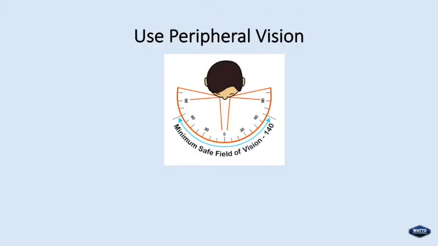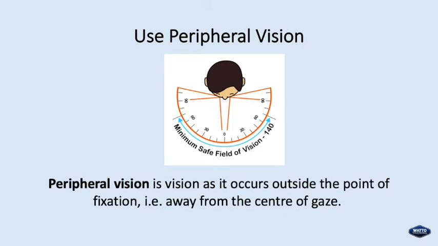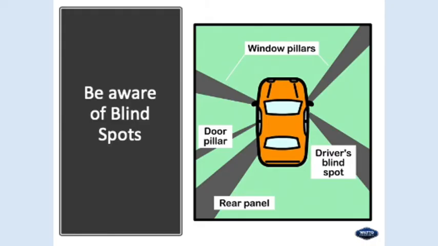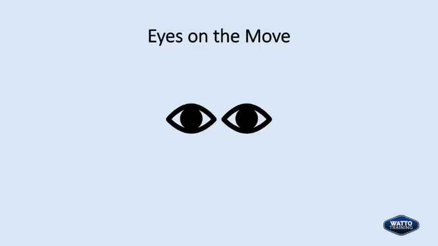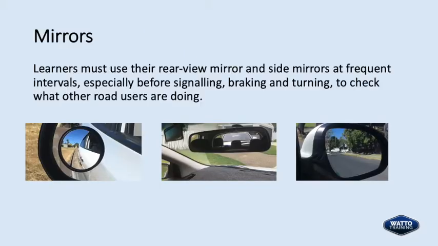Use your peripheral vision. Peripheral vision is vision as it occurs outside the point of fixation, that is, away from the center of gaze. Be aware of blind spots. Blind spots include window pillars, door pillars, and rear panels. The learner must keep their eyes on the move, and the learner must make sure that their mirrors are correctly set up. Learners must use their rear view mirrors and side mirrors at frequent intervals, especially before signaling, braking, and turning, to check what other road users are doing.